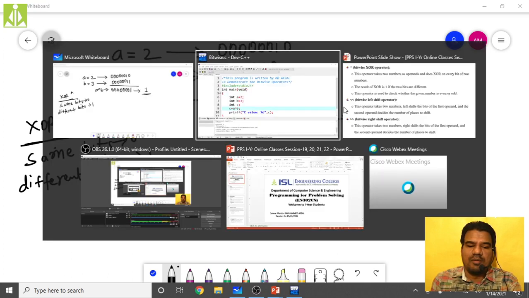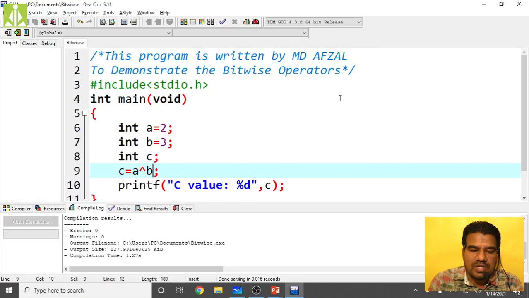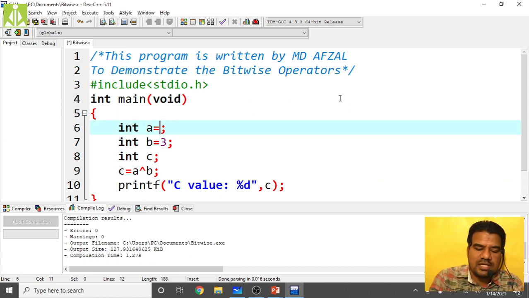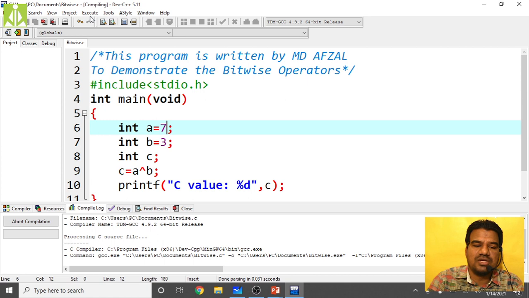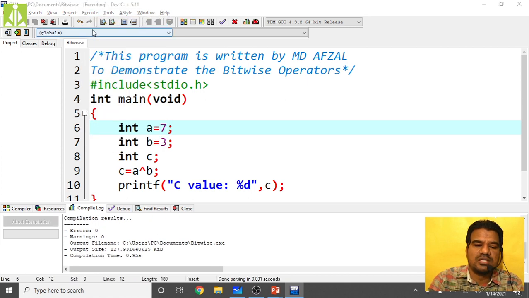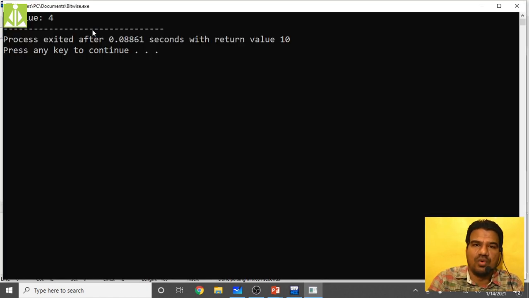So we'll take some complex example and try to understand. Instead of 2, let us say I have taken the A value as 7 and the B value as 3. I saved the program. Now I am doing compilation and execution, simply to check what value we got. We got 4. How we got that 4, I will explain.